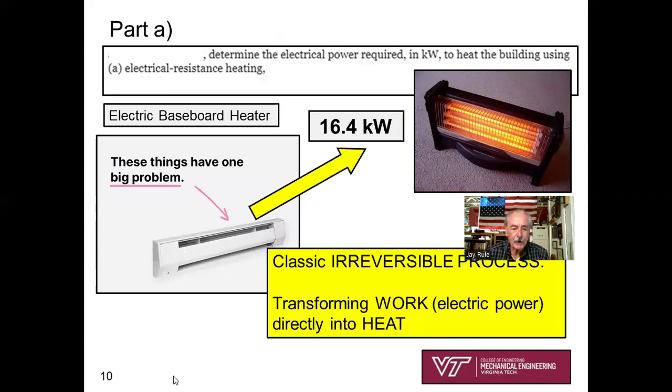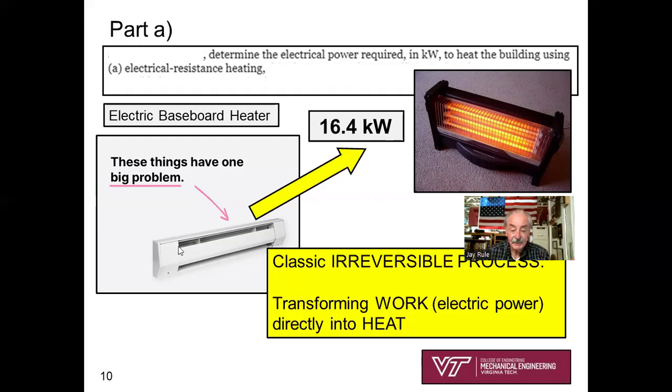So let's work on part A first. We've got a heat pump. We know how much heat we have to dump into our home, 16.4 kilowatts. Determine the electrical power required in kilowatts to heat the building using electrical resistance heating. And there it is. No math is required.